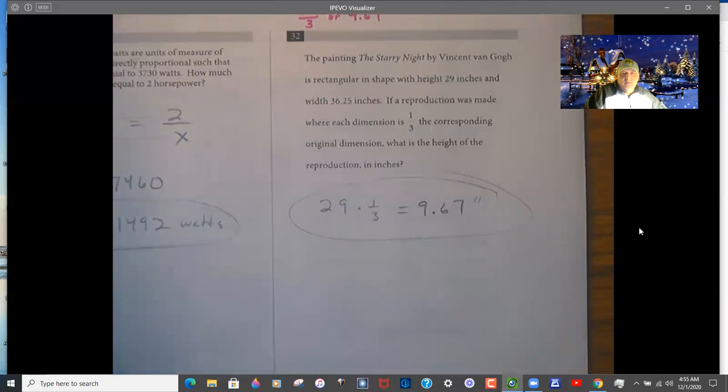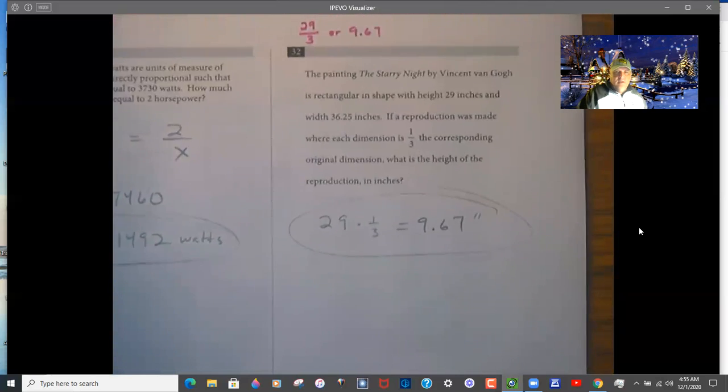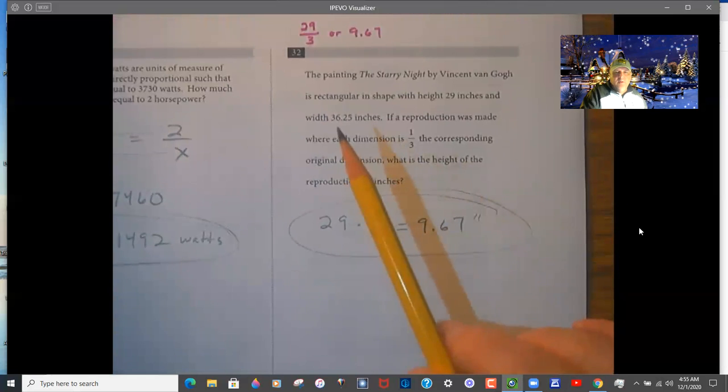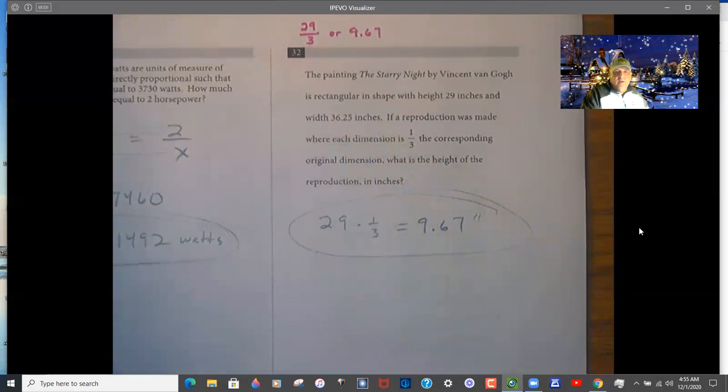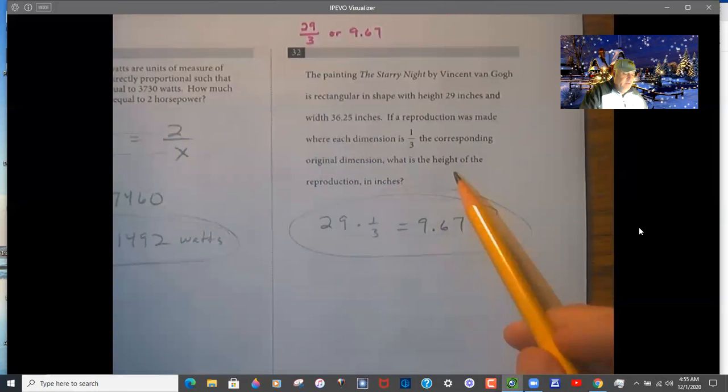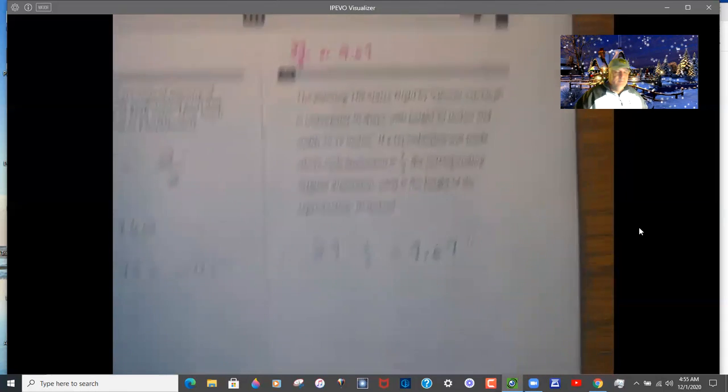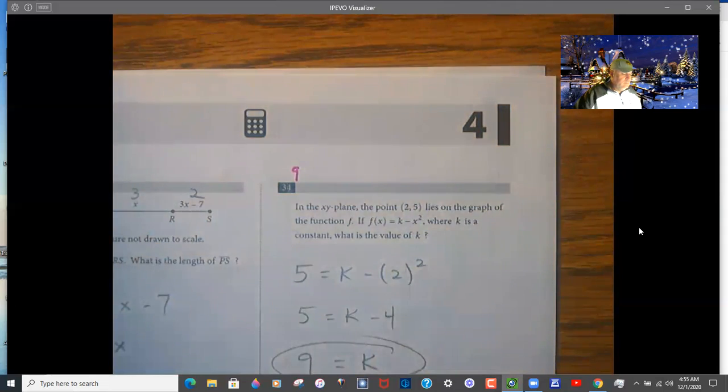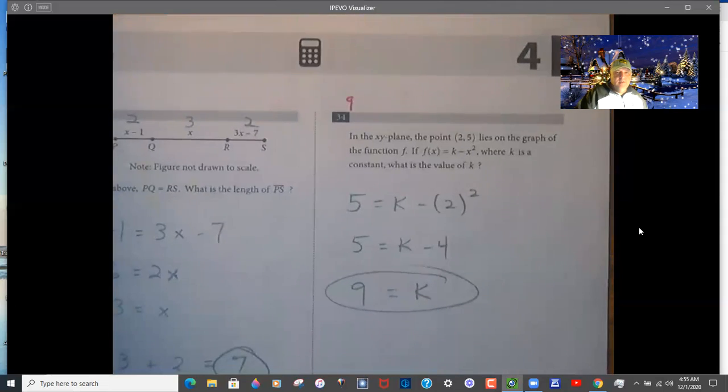32, pretty easy. 29 times 1/3, that's all that ends up being. And you get 9.67. The 36.25 was irrelevant, unless this would say the width. And then the ones you have to fill in the answer to.